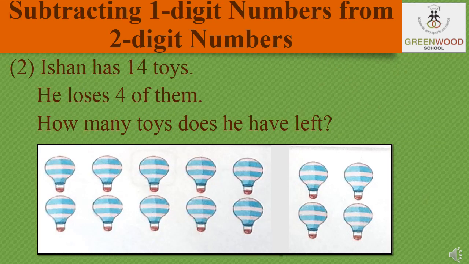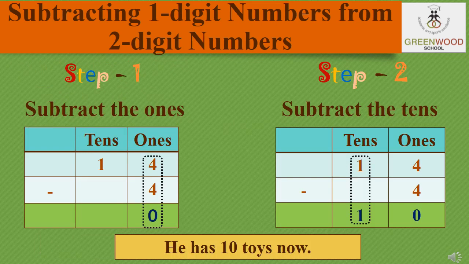Let's see one more example. Ishan has 14 toys. He loses 4 of them. Now, how many toys does he have left? Let's count it. What is step 1? Always first subtract the ones. That is 4 minus 4. What is 4 minus 4?